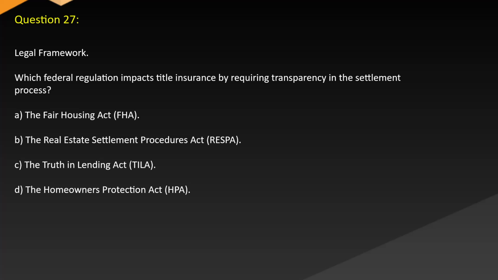Question 27. Legal framework. Which federal regulation impacts title insurance by requiring transparency in the settlement process? A. The Fair Housing Act (FHA). B. The Real Estate Settlement Procedures Act (RESPA). C. The Truth in Lending Act (TILA). D. The Homeowners Protection Act (HPA).